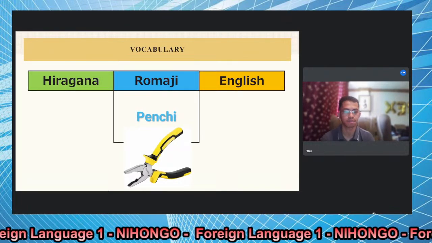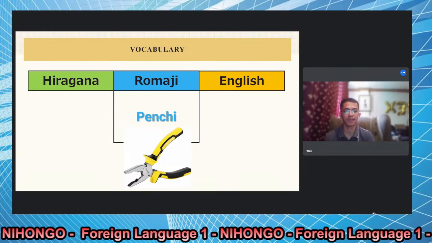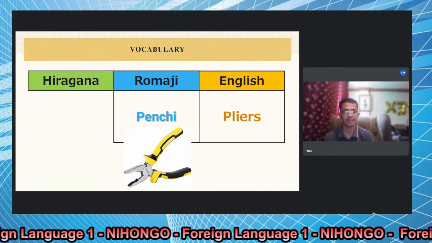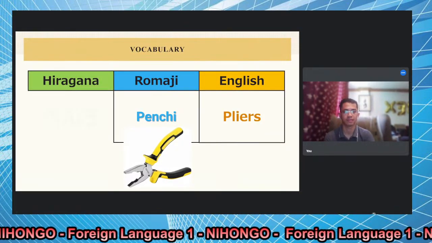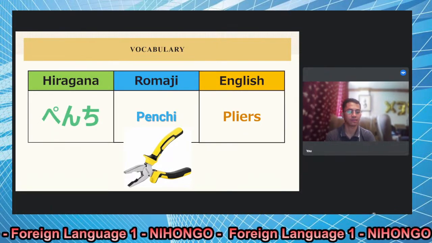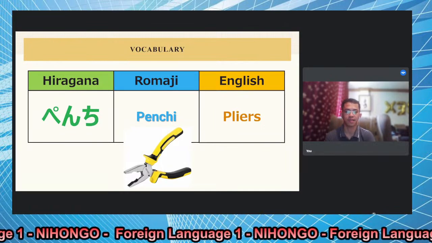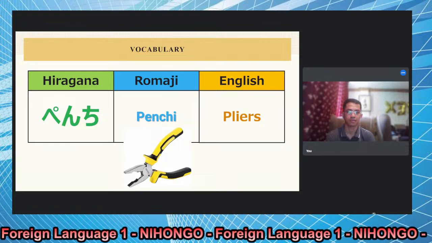Next word is penchi. Penchi in English is pliers. Okay? So, how is it written? It's written as he plus maru, and then chi. Penchi.